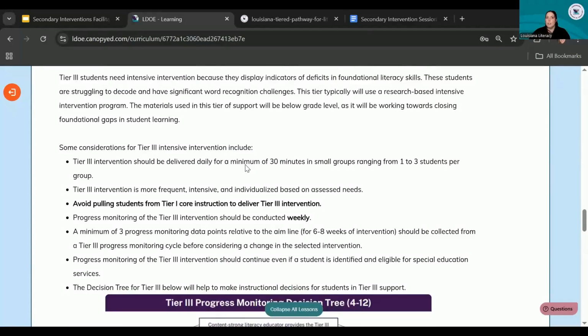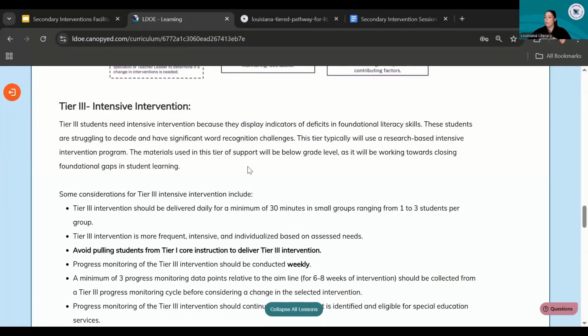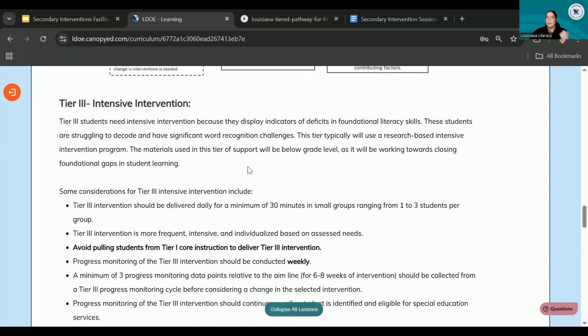And then for tier 3, that's our intensive intervention. That's the students who are having a lot of challenges with their word recognition. They're struggling to actually read the words that they're seeing, so that's impeding their ability to access grade level content. These students are usually going to be on some kind of intervention program, and it needs to be one of those research-based intensive intervention programs that they'll be on daily.